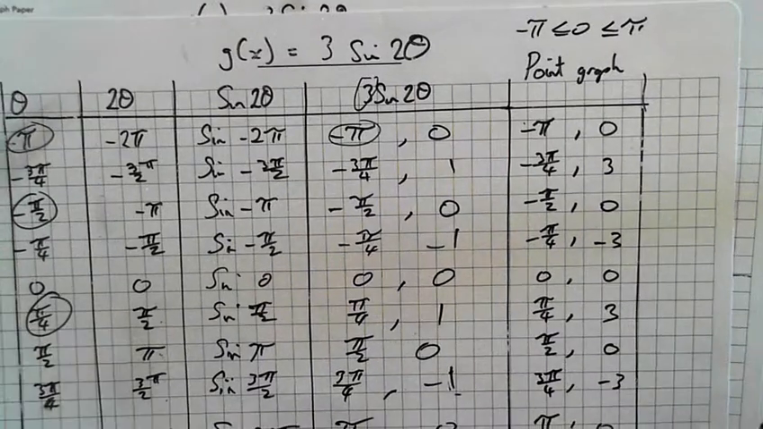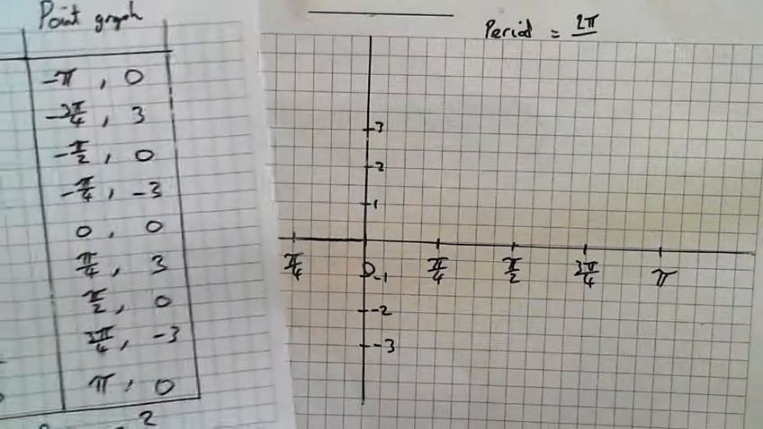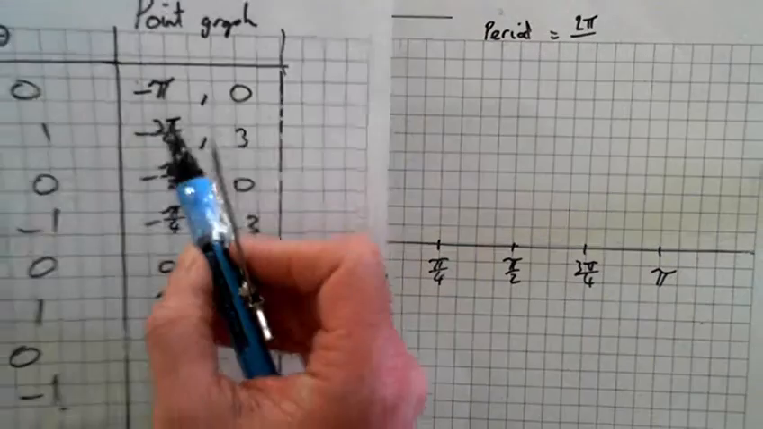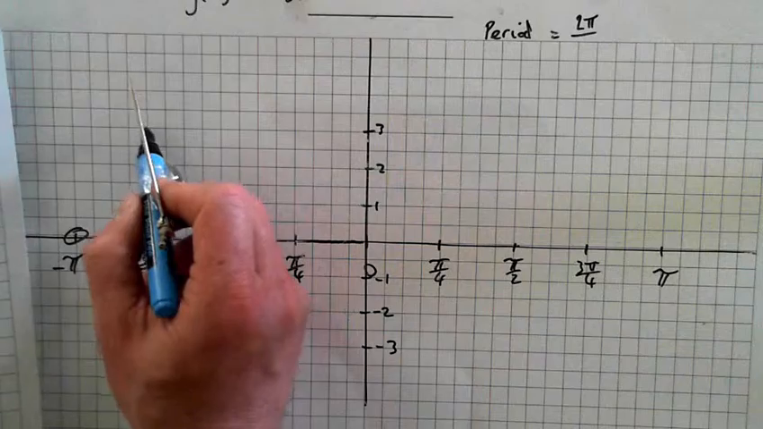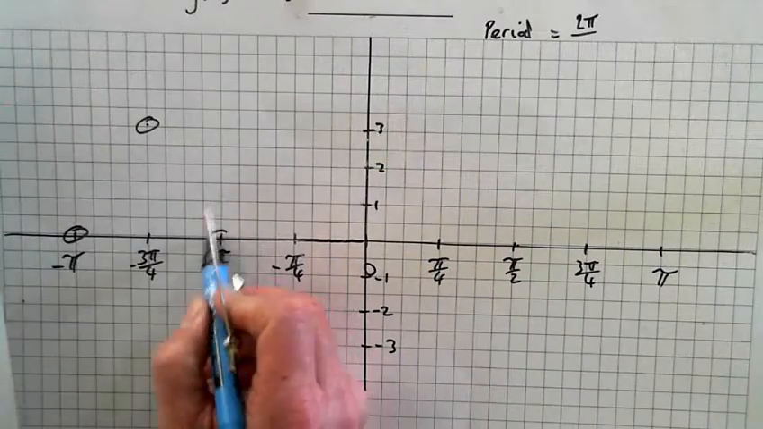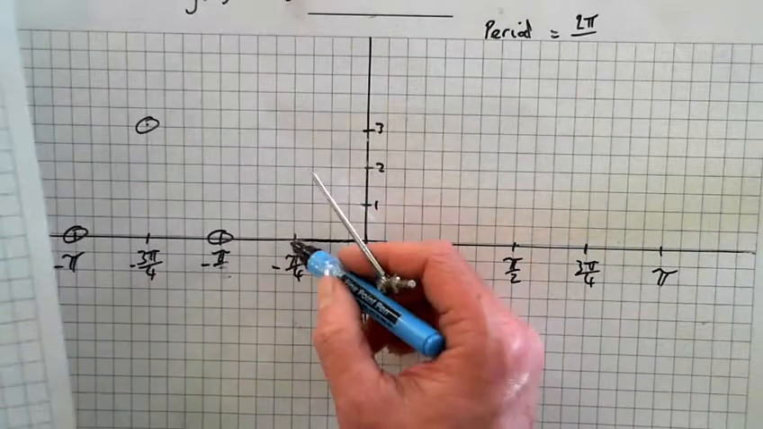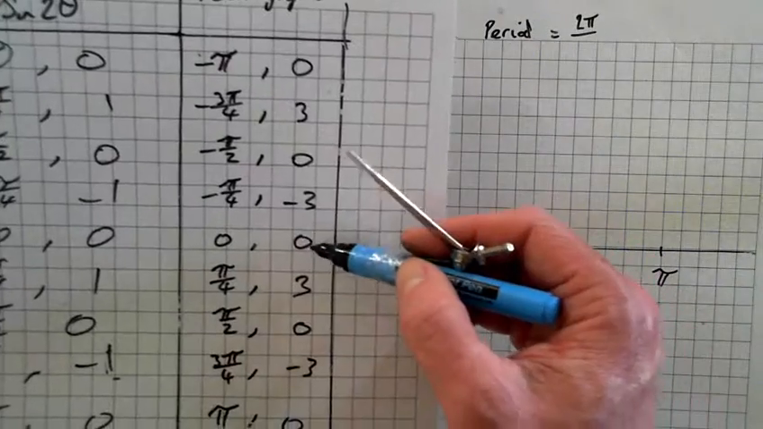These are the points of my graph. You see that? So I plot the points of my graph. If I put them there. So minus pi, 0, the first one. Minus 3 pi over 4, 3. Minus pi over 2, 0. Right, minus pi over 4, minus 3. The next one, 0, 0.